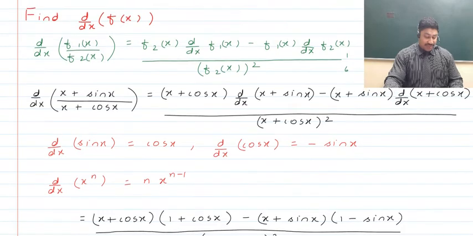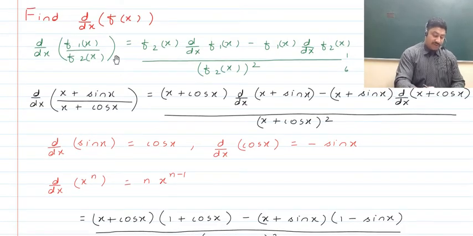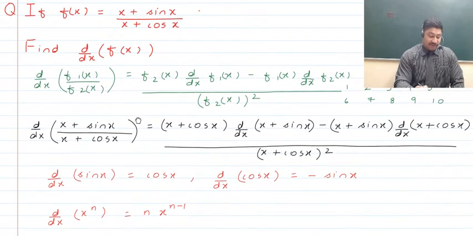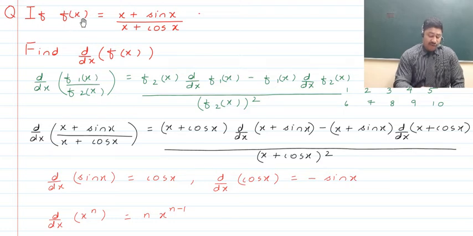So now quickly discussing the sum. In the question, you've been given that you've got to find the derivative of the function f of x, which is x plus sine x divided by x plus cos x. So this is a sum which shows you the application of the quotient rule.